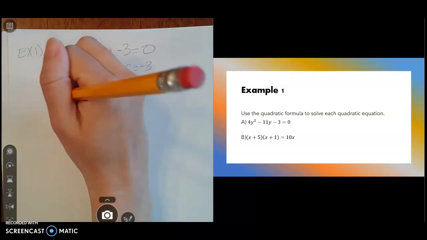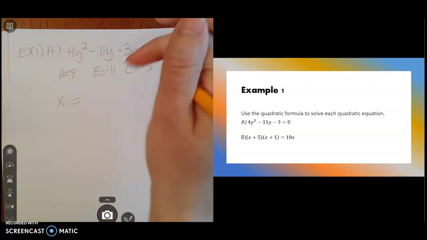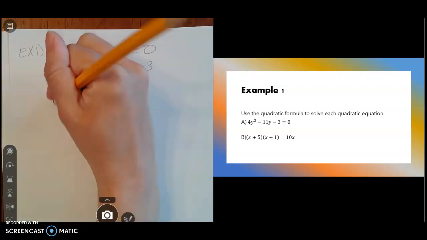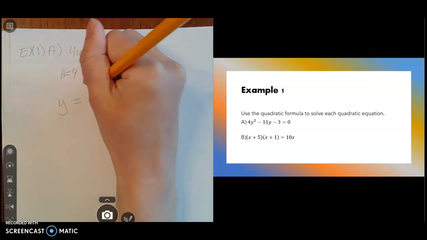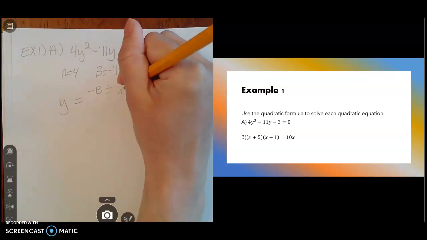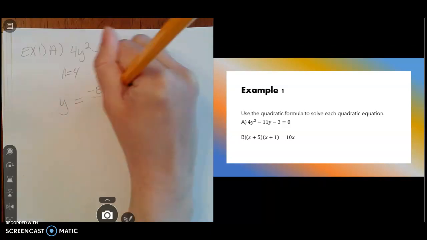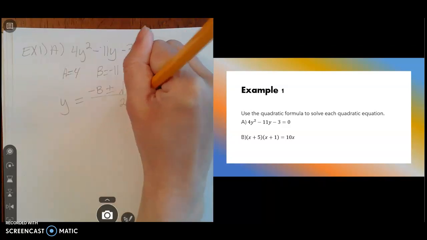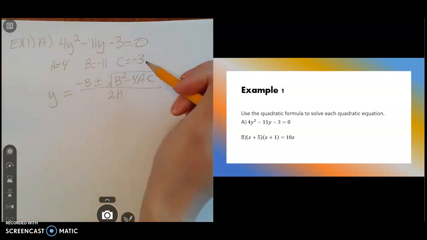Okay? Just to remind everybody, the quadratic formula, x equals, but in this case our variable is y, so we're going to change that to y equals the opposite of b plus or minus the square root of b squared minus 4ac all over 2a. Okay? So from here, we're just going to substitute our values in.